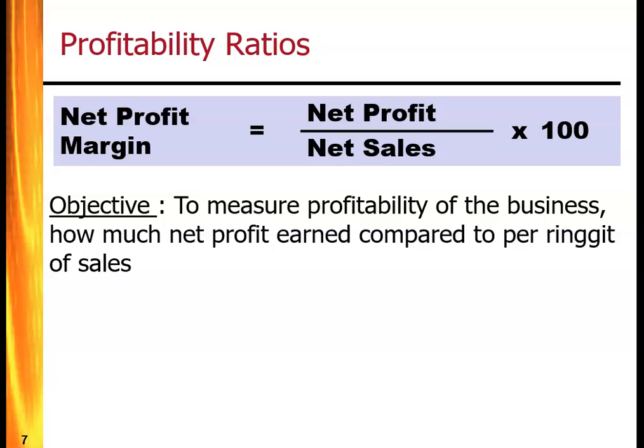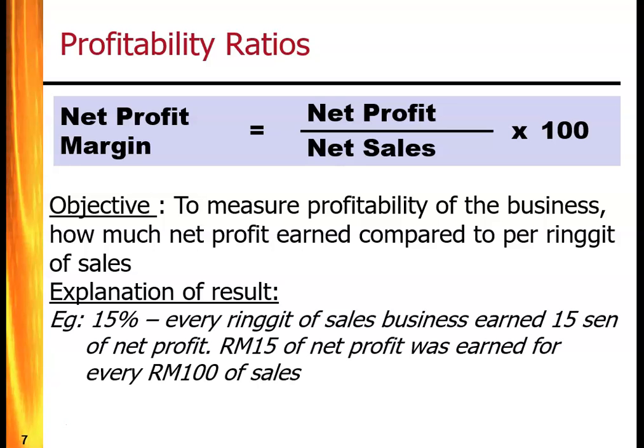Okay, the objective for net profit margin is to measure the profitability of the business, meaning how much net profit the business earns compared to every ringgit of sales that they made. For explaining the result, let's say you have 15%. So we will say that for every ringgit of sales, the business actually earns 15 cents of net profit. Or you can explain it in terms of 100 ringgit of sales, where 15 ringgit of net profit was earned.